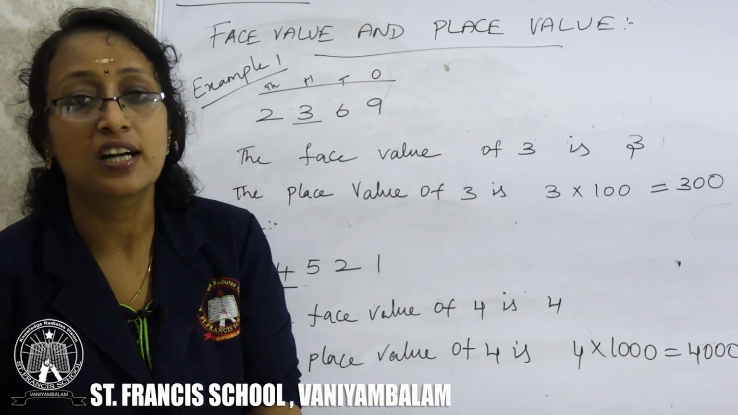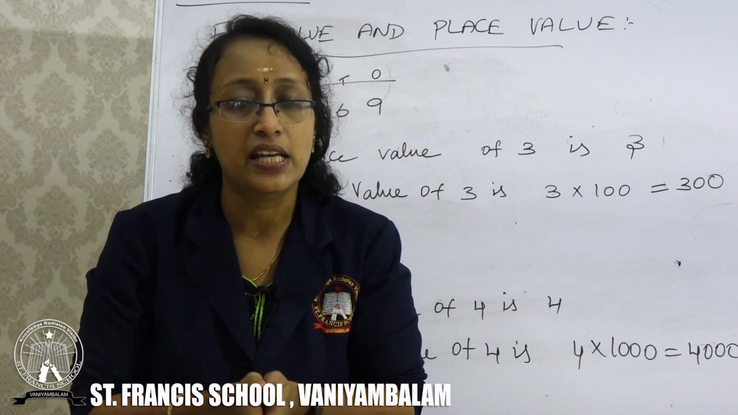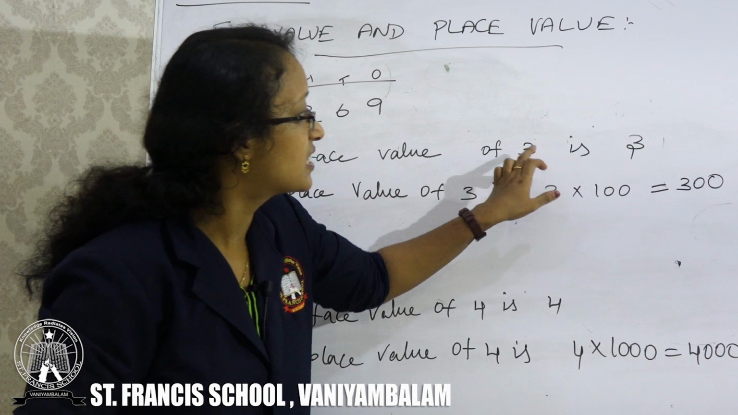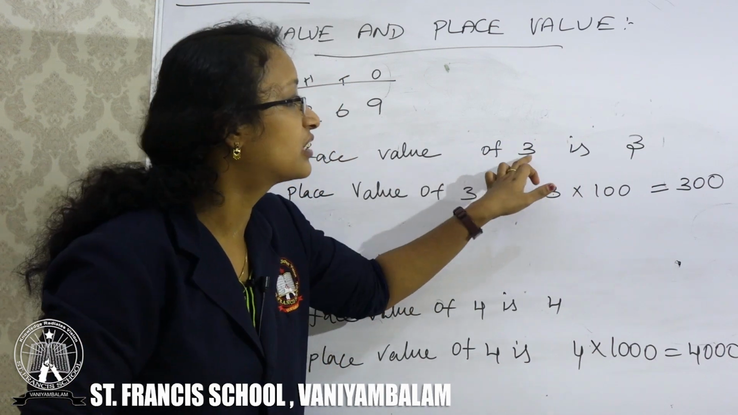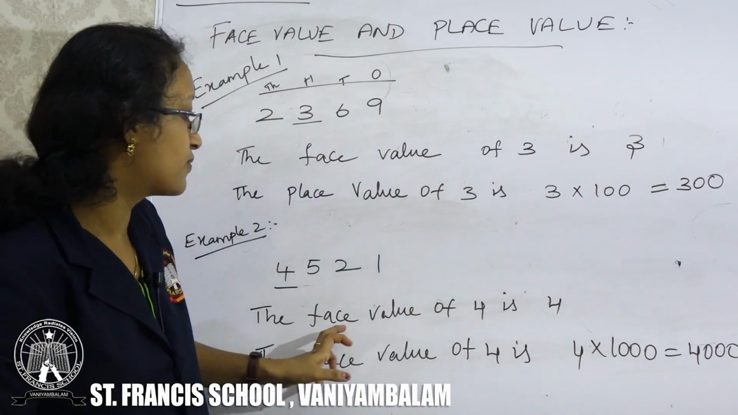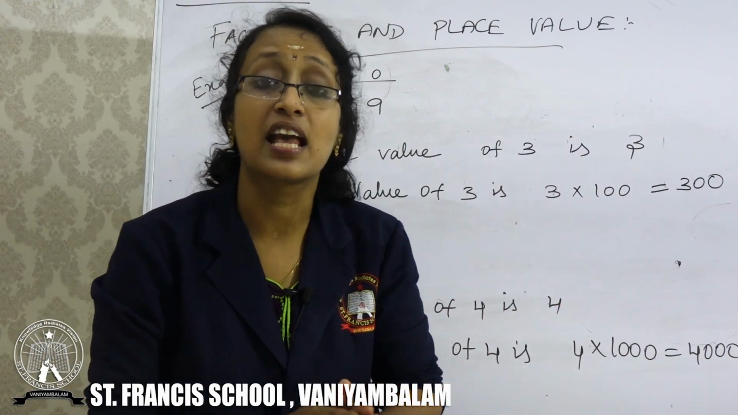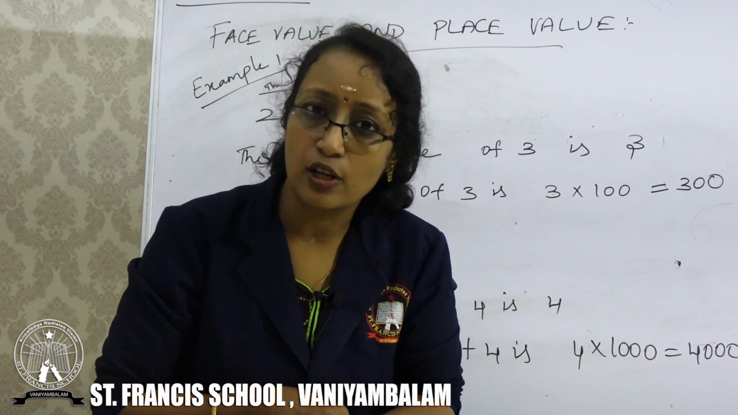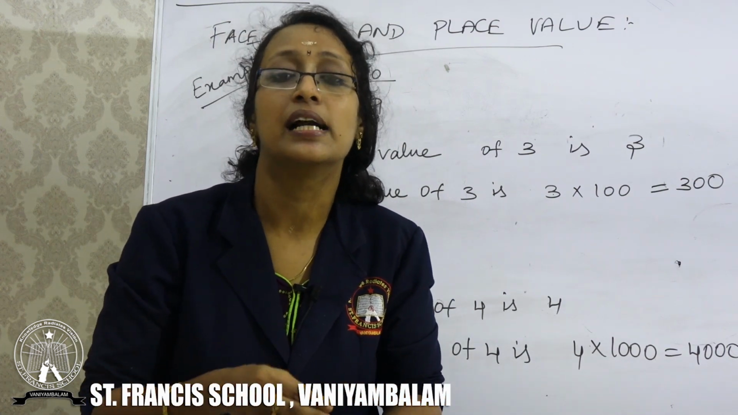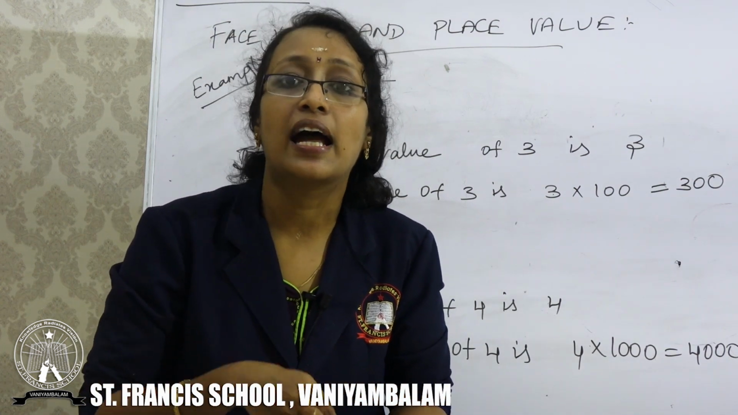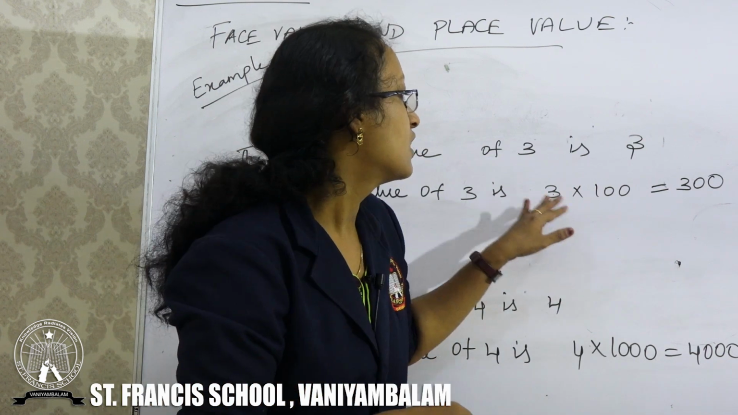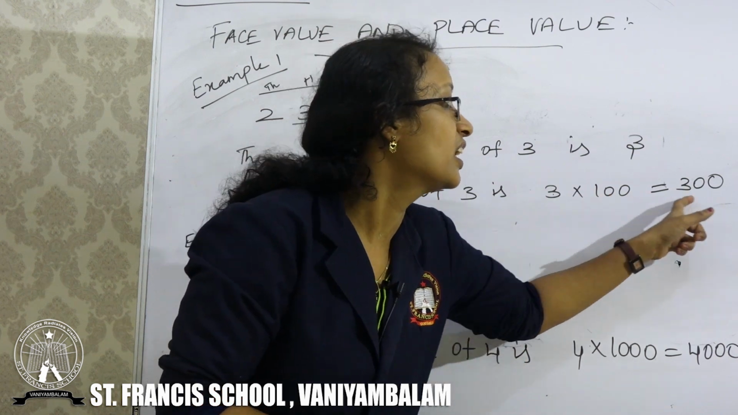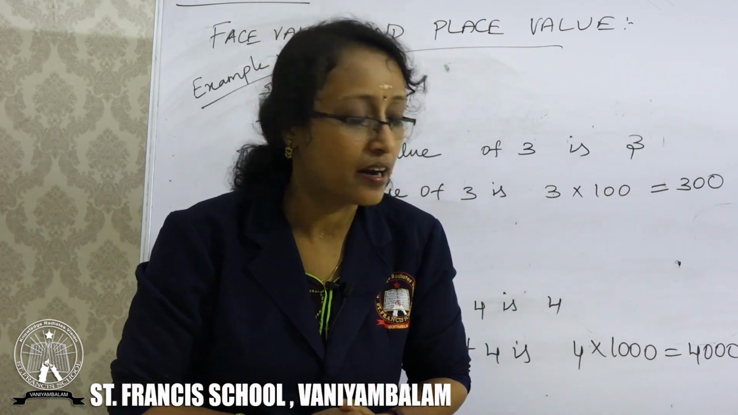So remember, what is the face value and place value? Face value means the number itself. What is the face value of 3? 3. What is the face value of 4? 4. Same digit. But what is the place value? Place value means the value of the digit multiplied by the value of the place. So where does it lie? 3 lies in the hundreds place. So 3 into 100 is 300.